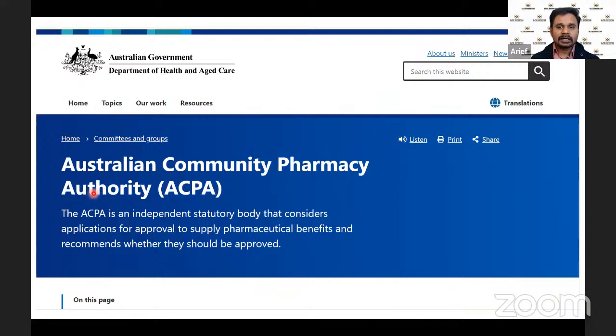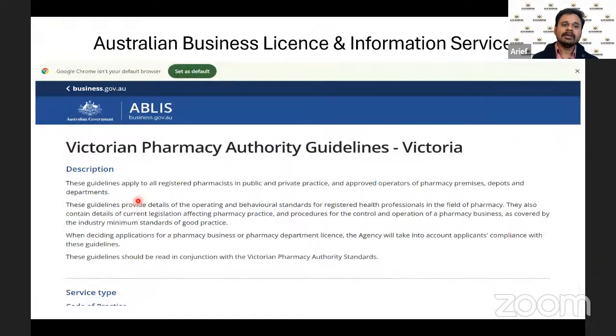Or even if you are relocating your old pharmacy, if your old pharmacy is in one of the streets, and now you are going to relocate it to some other place, again you need to apply with the Australian Community Pharmacy Authority. So you must get the approval each time, whether you start a new business or relocate the business. Every time you must get the approval from the Community Pharmacy Authority. When we apply, within this we will be having the State Pharmacy Authority guidelines.